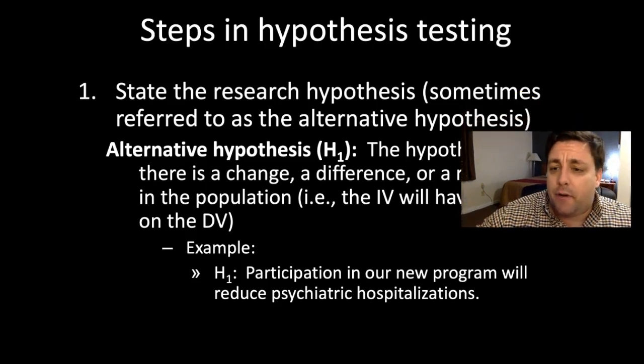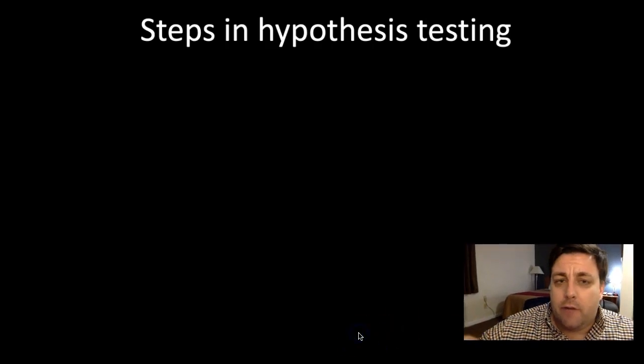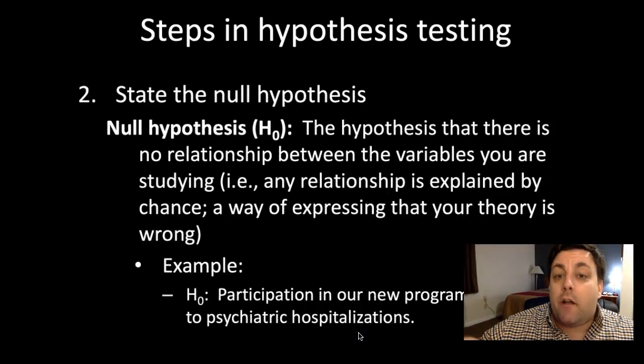The second step here is to state the null hypothesis. The null hypothesis doesn't really have a different name or a synonym, but you sometimes see it abbreviated H0, and in this case, the 0 is sort of the stand-in for null. And the null hypothesis is simply the opposite of the alternative or research hypothesis, and that's that there's no relationship between the two variables that we're studying.